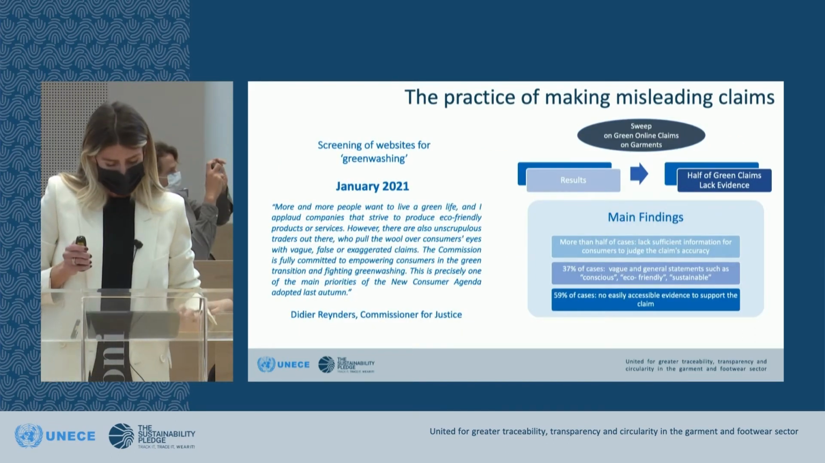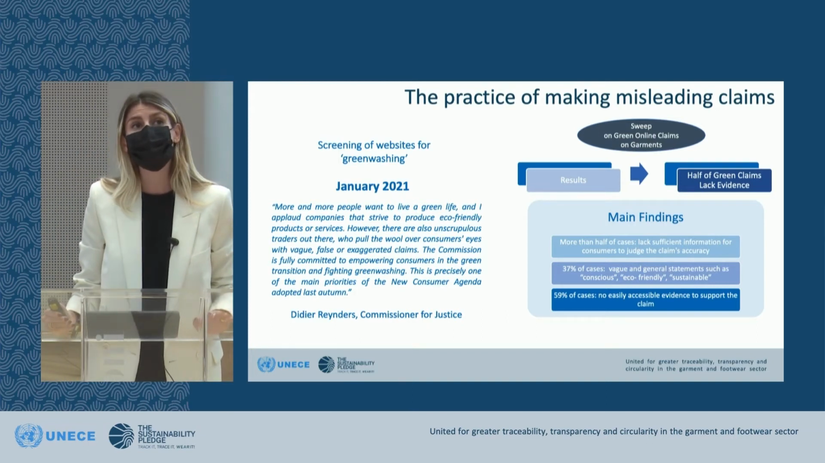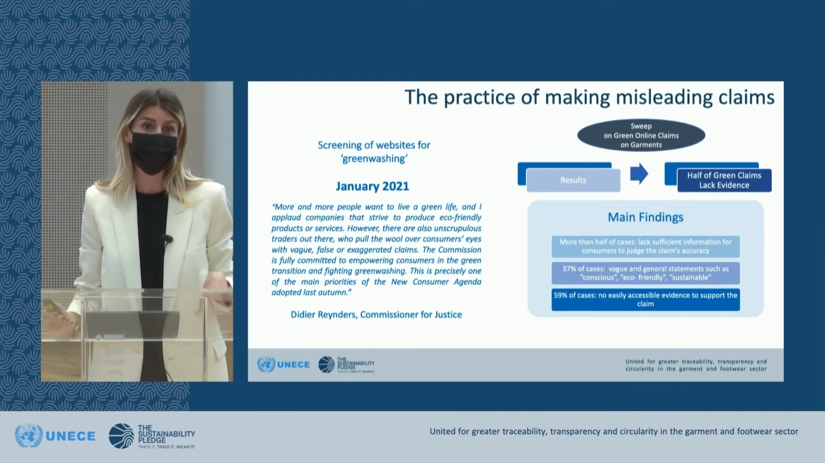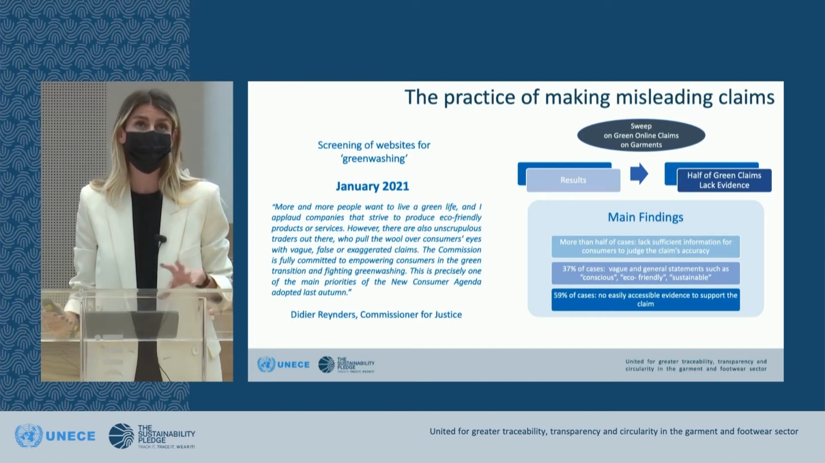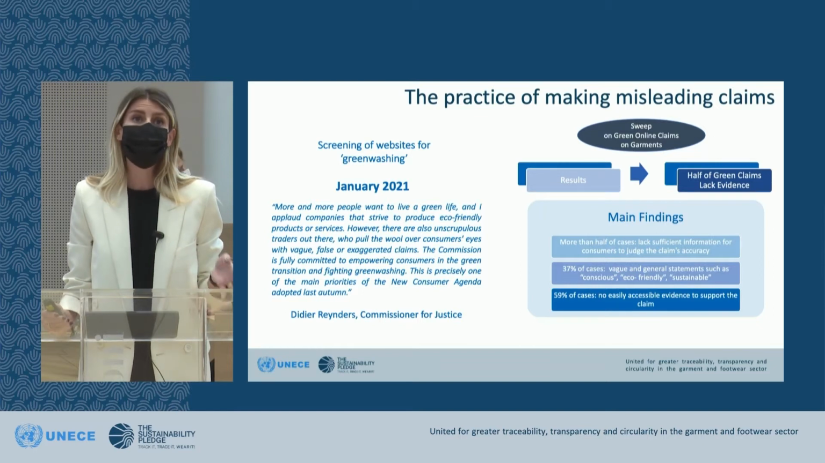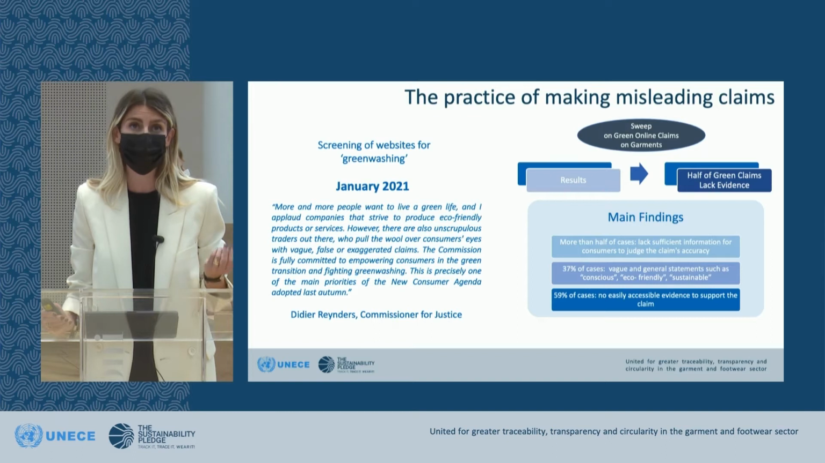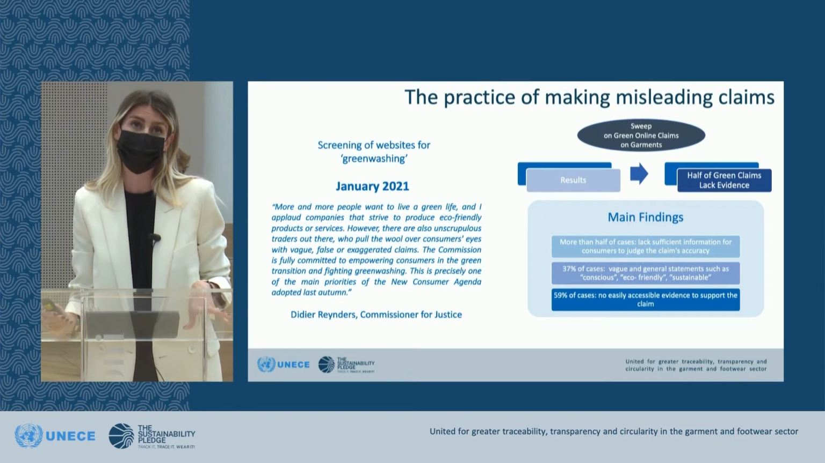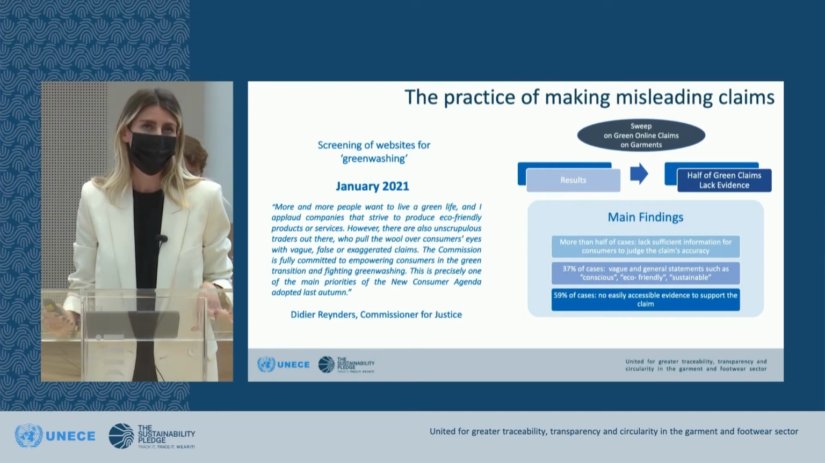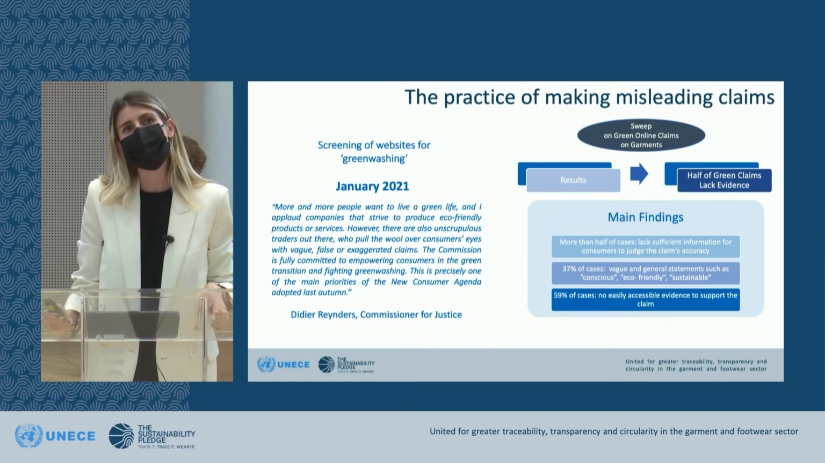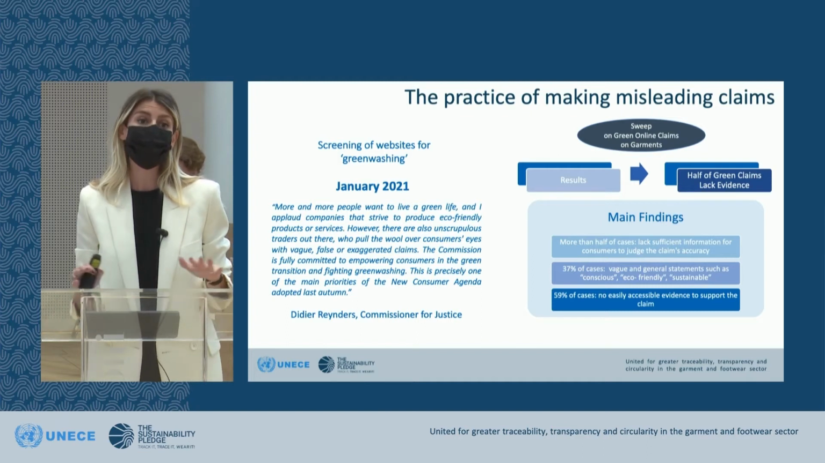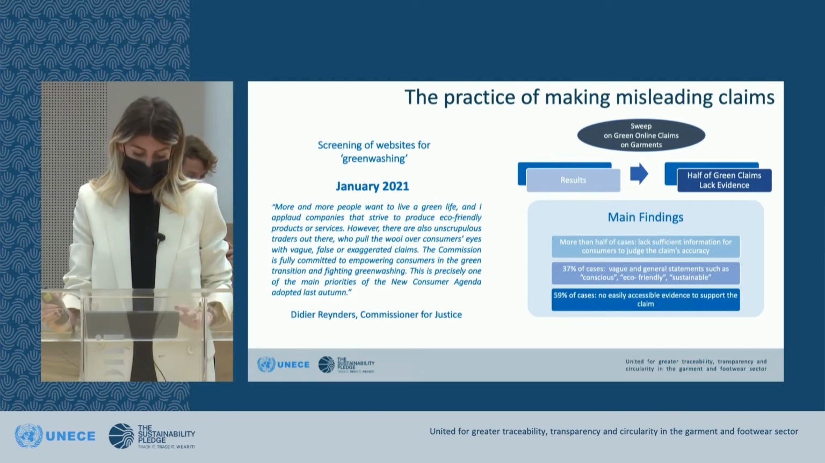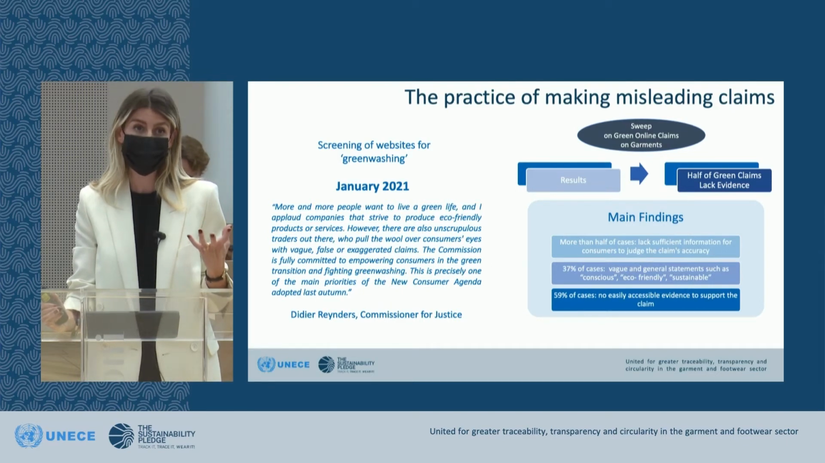I would like to show you in this slide a screening of websites on greenwashing that was conducted in January 2021 by the European Commission. It's called a sweep, actually, on green online claims, made by the European Commission together with the national consumer authorities. And what were the main findings? First of all, more than half of the cases taken into consideration lacked sufficient information for consumers to judge the claim's accuracy. 30% of the cases had vague and general statements such as conscious, eco-friendly, sustainable, and in 59% of cases, there was no easily accessible evidence to support the claim. So this is the current scenario, at least as of January 2021. And that showed that greenwashing is a huge problem to be solved, especially in this industry.